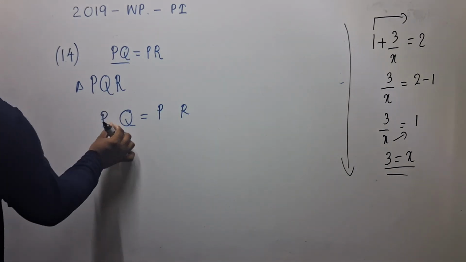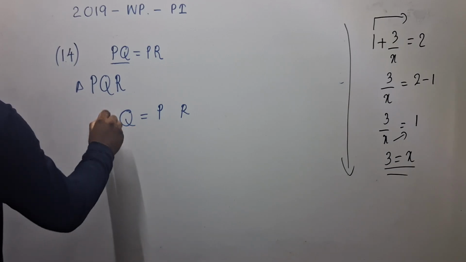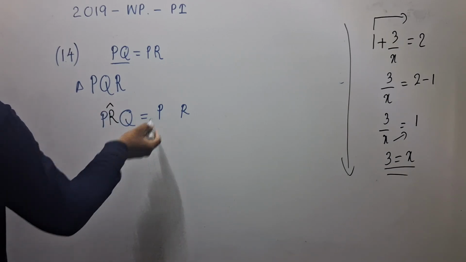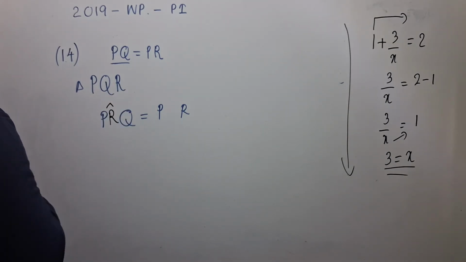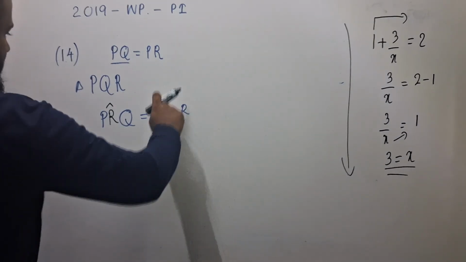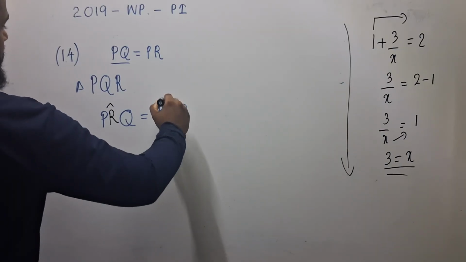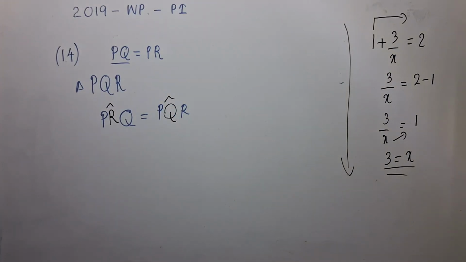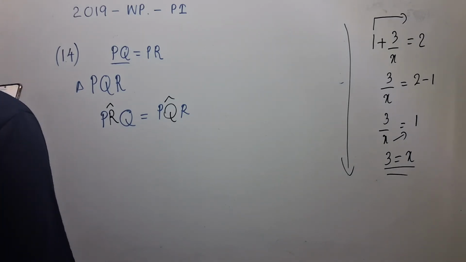The opposite angle for PQ is PRQ. You have to insert the remaining angle name. What is the opposite angle for PR? You have to insert Q in the middle: PQR. So they are asking the magnitude of PQR. So what you have to do is just find PRQ's value.